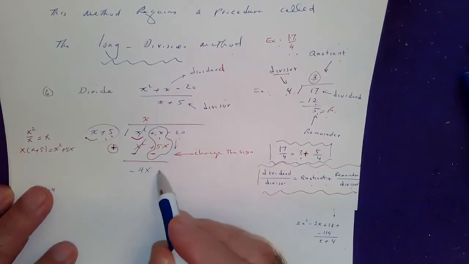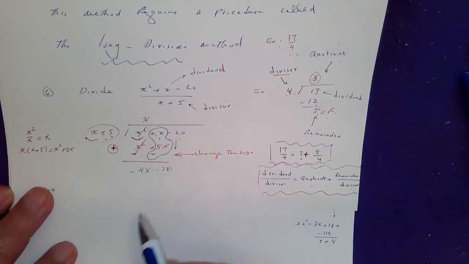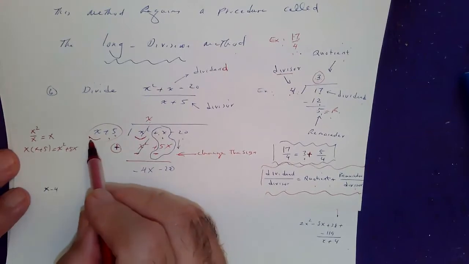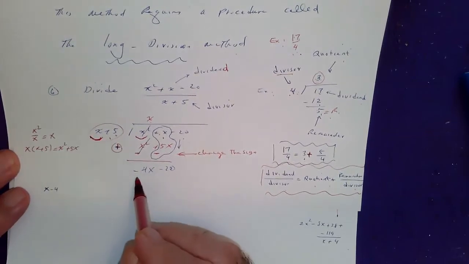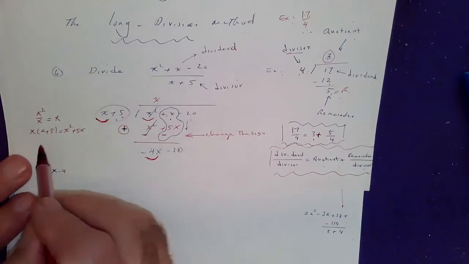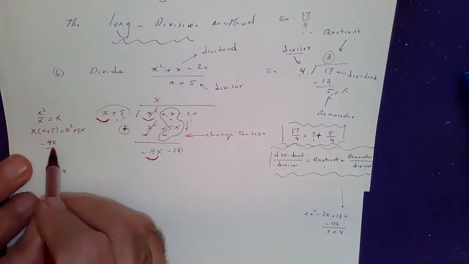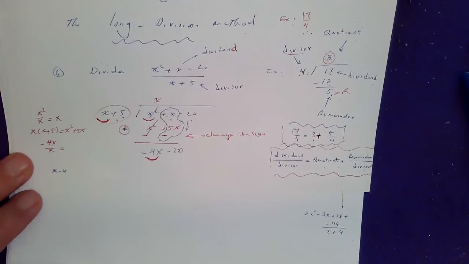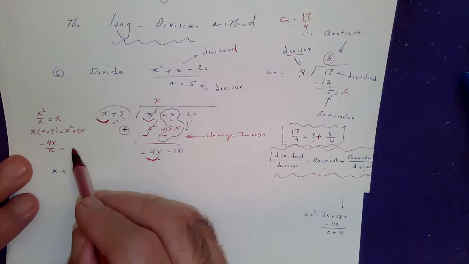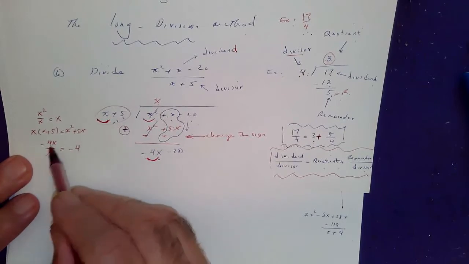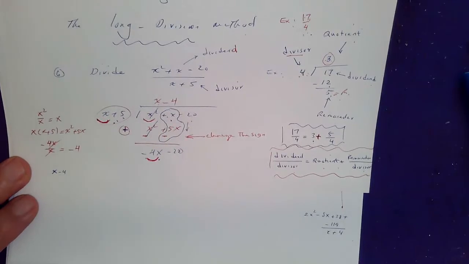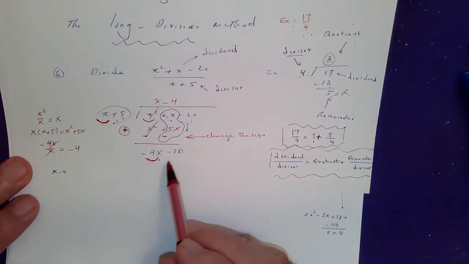Then bring down the negative 20, and continue the saga, which means find out how many times this x divides into negative 4x. Okay, what does that mean? That means on the side, do this division. Divide x into negative 4x. What's the answer? Negative 4, because the x's cancel. Where does negative 4 go? Right here.